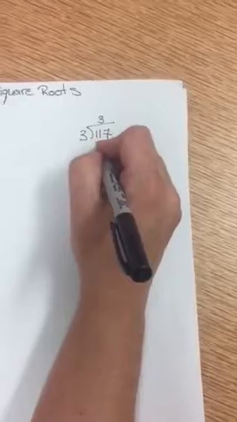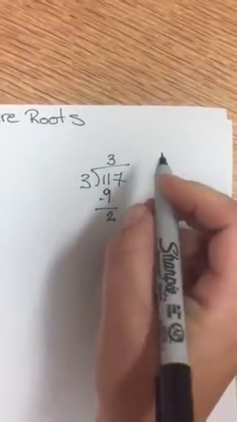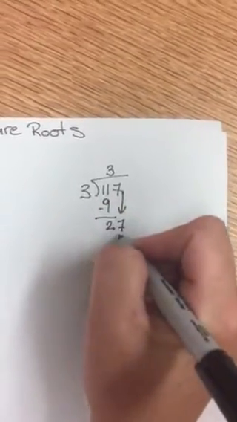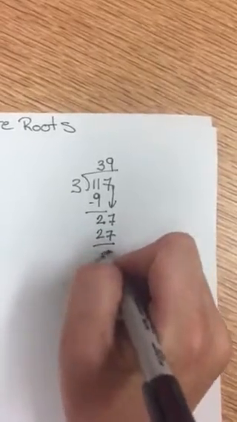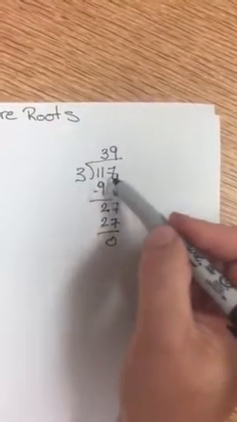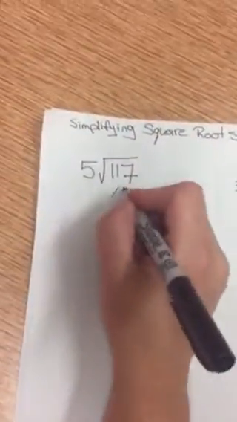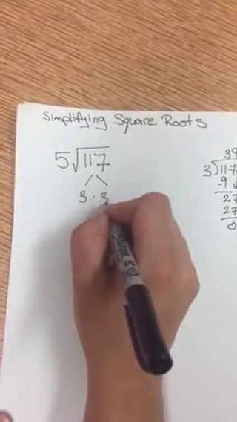3 goes into 11 3 times, which is 9. So a remainder of 2. And then I'm going to bring down my 7. And 3 goes into 27 9 times, with a remainder of 0. So I know that 117 divided by 3 is 39. So that means I'll be able to split my 117 into 3 times 39.